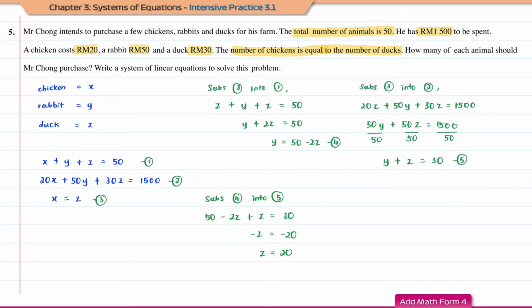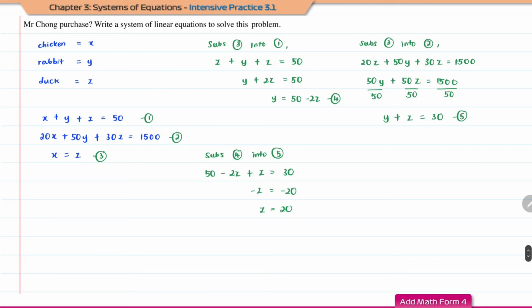So as we know that x is equal to z, the x will be equal to 20 as well. And now we need to find the value of y. So next I'm going to substitute z equal to 20 into equation number 4. So y equal to 50 minus 2 times 20. So y is equal to 50 minus 40. Then y will be equal to 10.